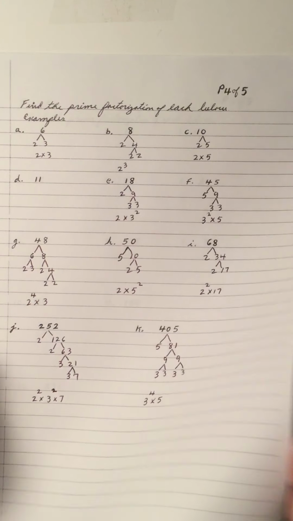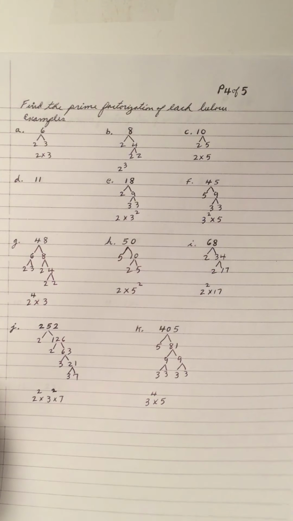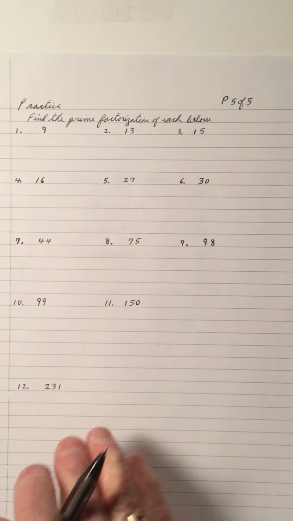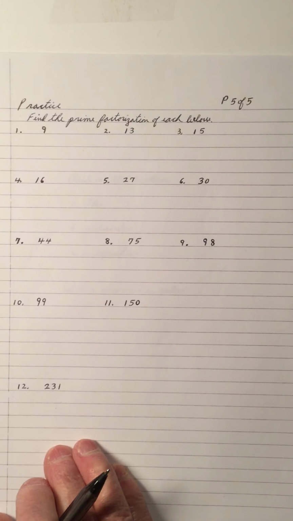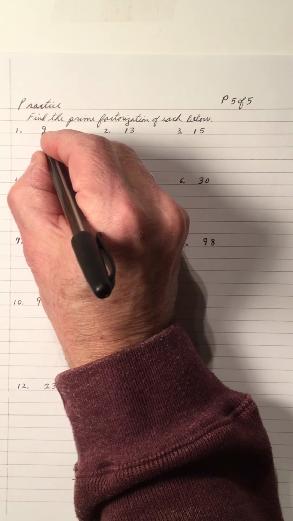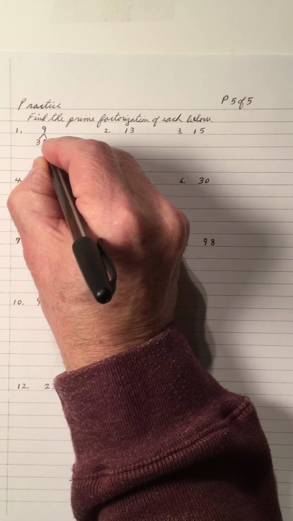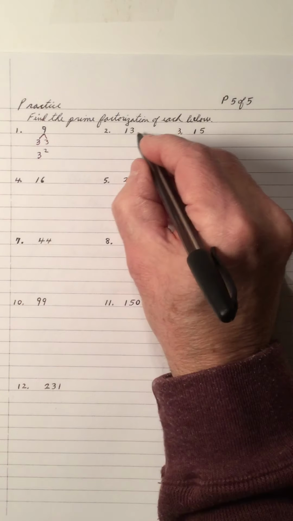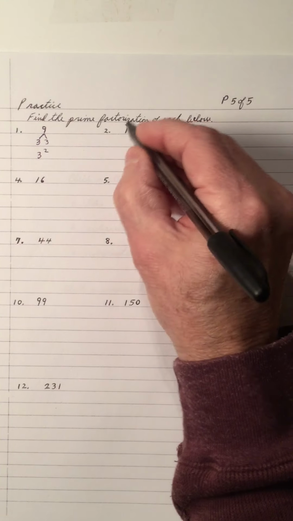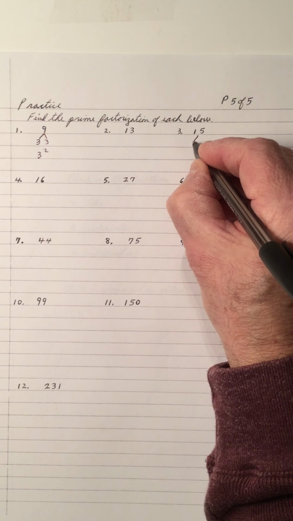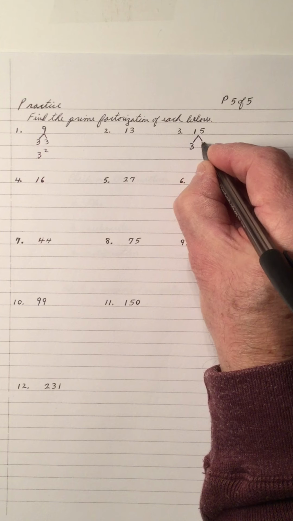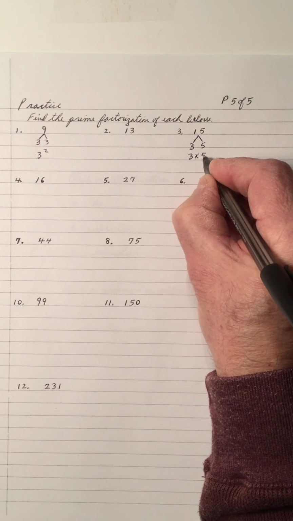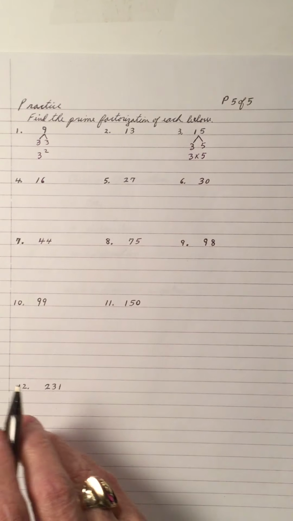Now, we have more. But this time, what you can do is pause and work these out yourself to see if you get what I'm going to get. Here we go. 9 is 3 times 3. And we know 9 to be 3 squared. There's only one 3. 13 is prime, so we can't do it. It's already prime. 15 is 3 times 5. So the prime factorization is 3 times 5. Notice I already have them in order.